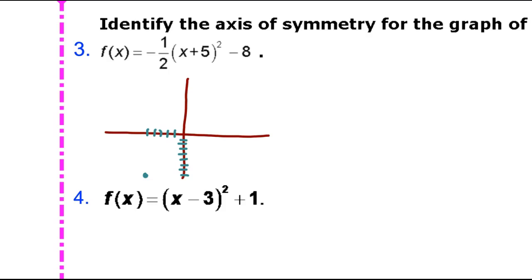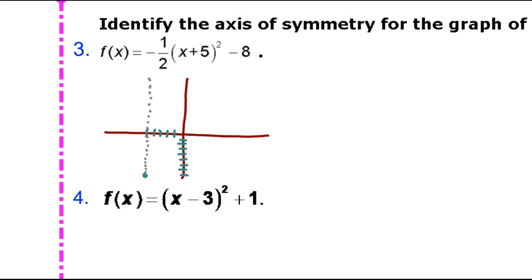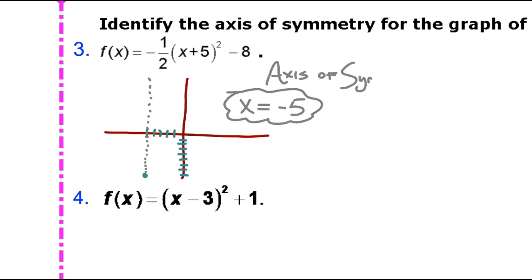So the parabola has an axis of symmetry that is a vertical line through that x value, -5, right? So my parabola has a vertex that is down here, and it goes through that point and is divided by that axis of symmetry. So we would call that axis of symmetry the vertical line x equals -5. That's this gray vertical line there. That's what we call the axis of symmetry.